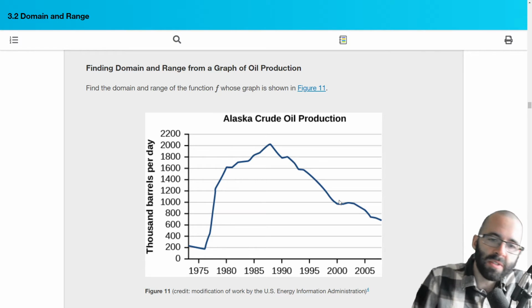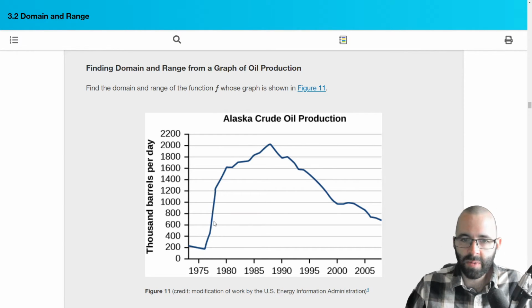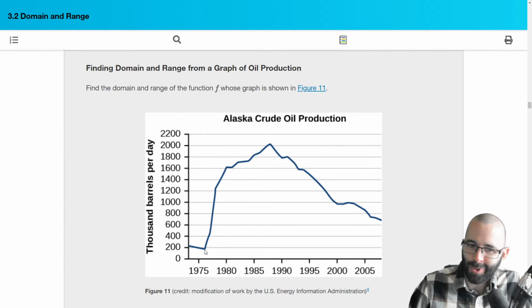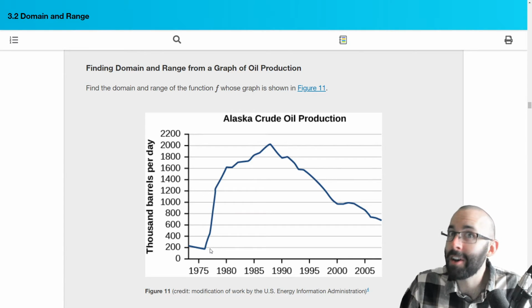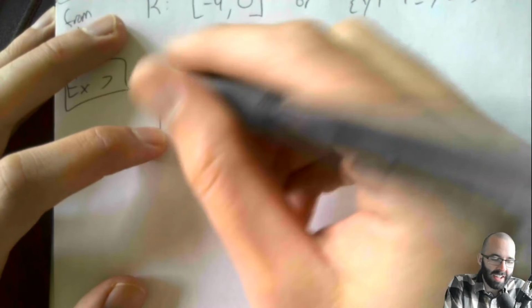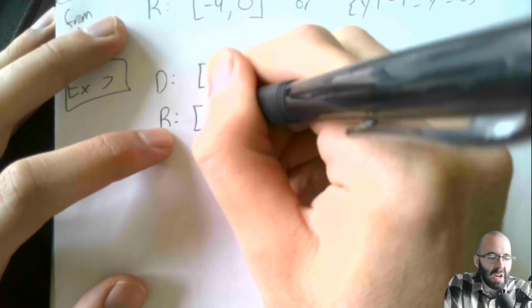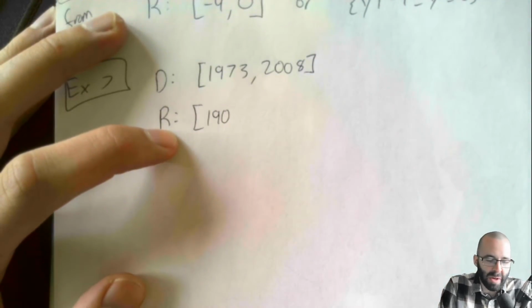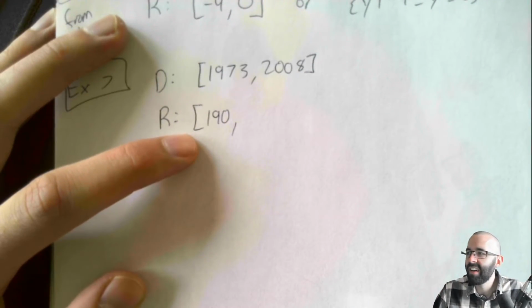So for the range, we do something similar. We see how far down we go. What's the lowest point on this graph? Maybe right here. It's a little bit under 200. If you want to guess 200, you can. If you want to guess 190, you can. I'm going to say, in my infinite knowledge, that we get 190,000 barrels per day as our lowest point.